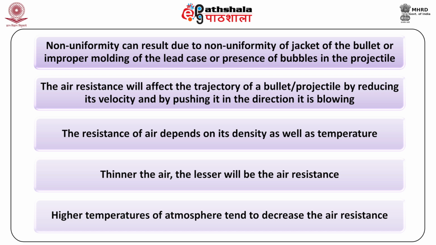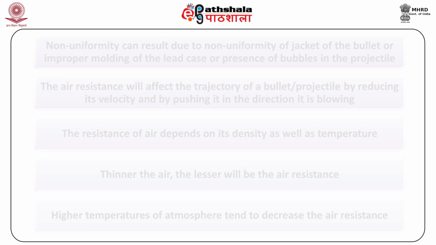The air resistance will affect the trajectory of a bullet or projectile by reducing its velocity and by pushing it in the direction it is blowing. The resistance of air depends on its density as well as temperature. The thinner the air, the lesser the air resistance. Higher temperatures of the atmosphere tend to decrease the air resistance.